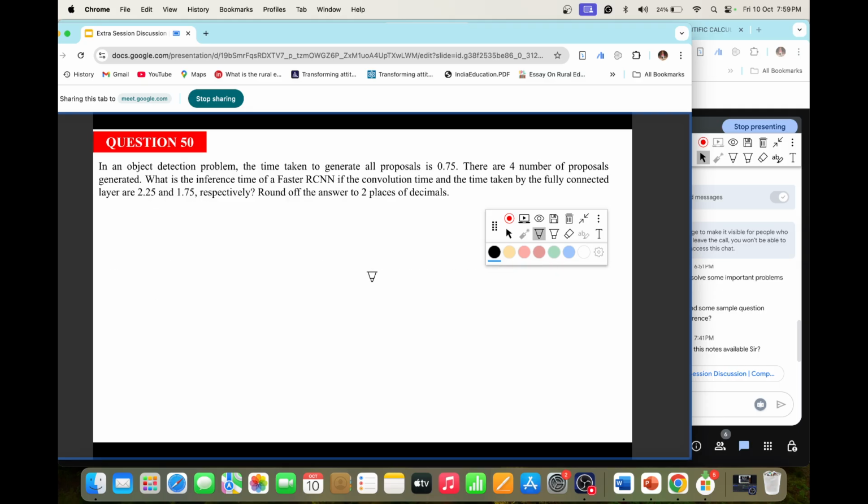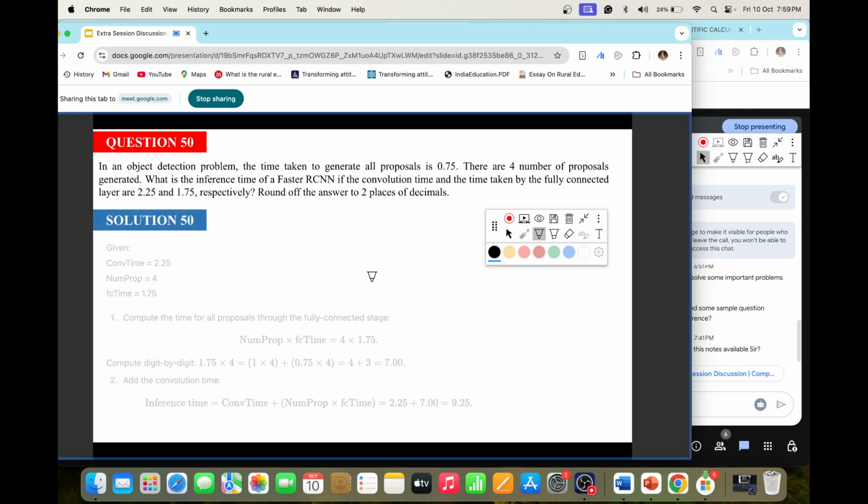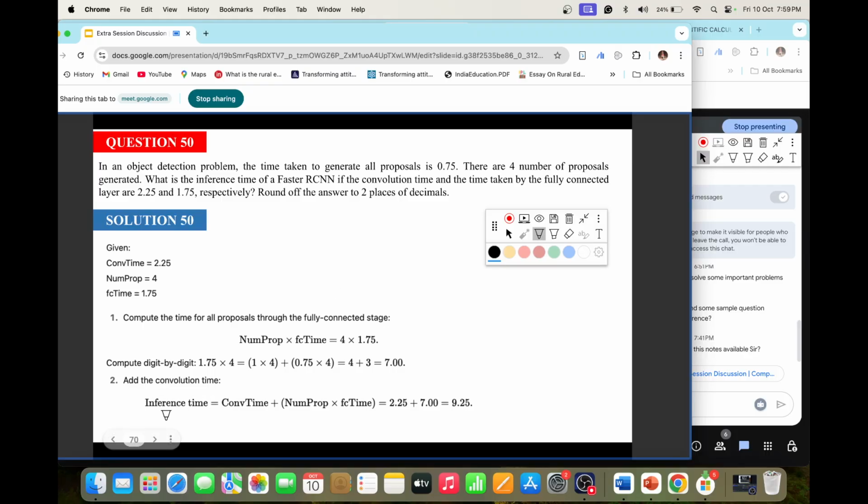So again this is a simple question, and at last this is related to the inference time. So this is the inference time of your Faster RCNN or Fast RCNN. If you have RCNN, then your formula is slightly different. Then you have to multiply the number of proposals with this convolution time. This also I have discussed in the previous class, so please refer to my previous classes for all this. And with this I am ending the session.